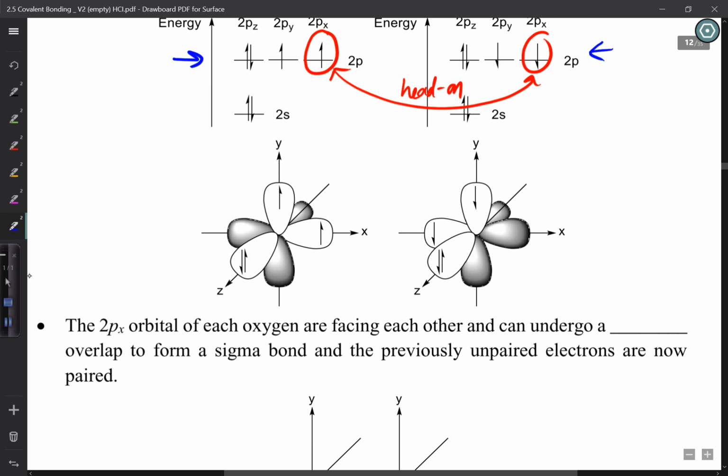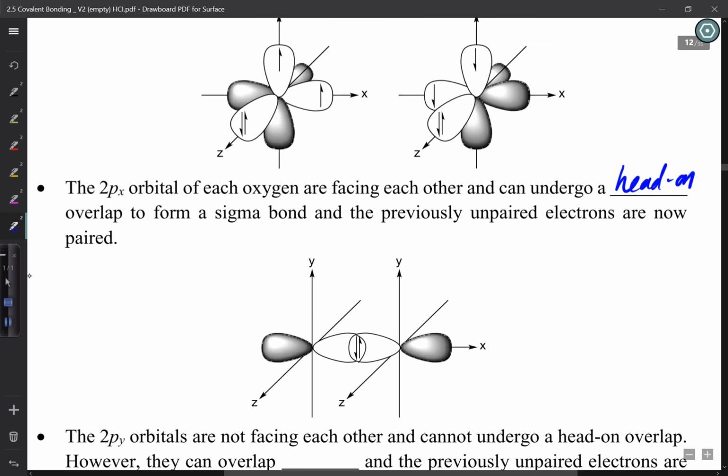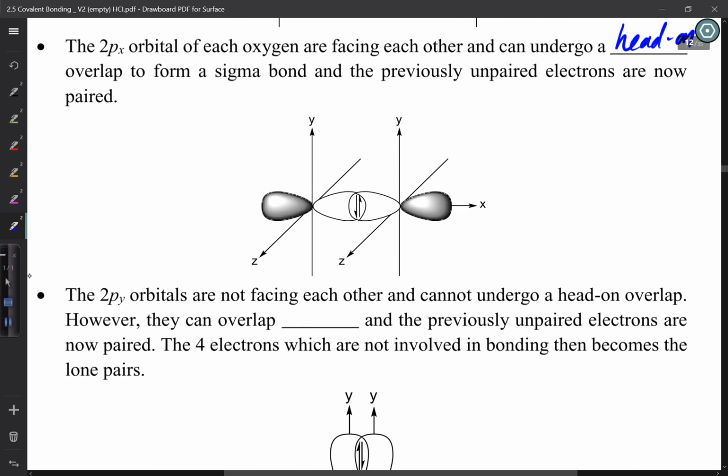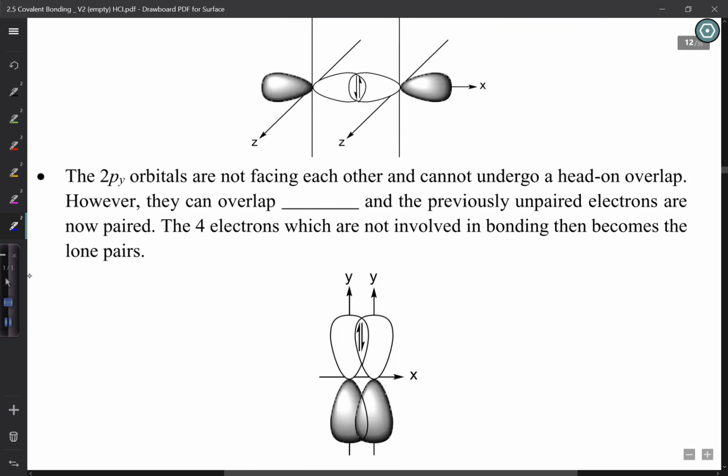The 2px orbital of each oxygen are facing each other and can undergo a head-on overlap. In other words, they can overlap in this way if I remove all the other orbitals for simplicity's sake once again. But the 2py orbitals are not facing each other, as we have seen, and they cannot undergo a head-on overlap, but they can overlap side-on. In other words, they can overlap sideways. If you compare the side-on overlap versus the head-on overlap, what difference do you see? The electrons are at the side instead of the front.